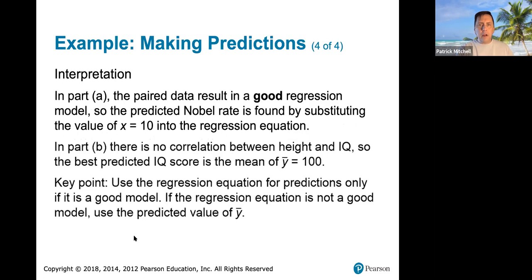So the interpretation in part A: the paired data result in a good regression model, so the predicted Nobel rate is found by substituting the value of X equals 10 into the regression equation. In part B, there is no correlation between height and IQ, so the best predicted IQ score is the mean, Y bar equals 100. So the moral of the story is use the regression equation for predictions only if it is a good model. If the regression equation is not a good model, use Y bar.